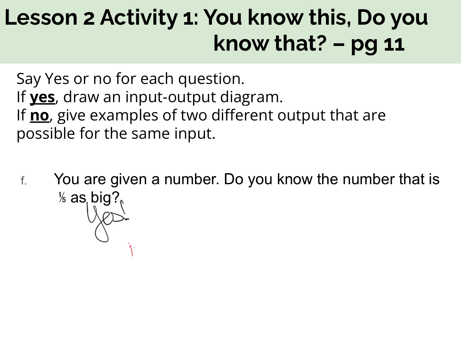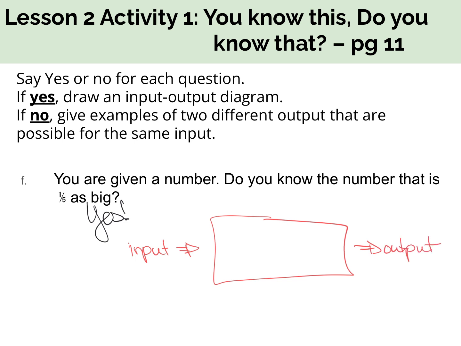Let's talk about it. Remember, we need an input, and right now it doesn't matter what input it is. Then we're also going to get an output. What does it mean to be 1/5 as big? We're going to multiply whatever input we have by 1/5. Could I put any number in there, multiply it by 1/5 and get a number out? Yes, absolutely. So yes, we can make an input-output diagram, and this is also a function.